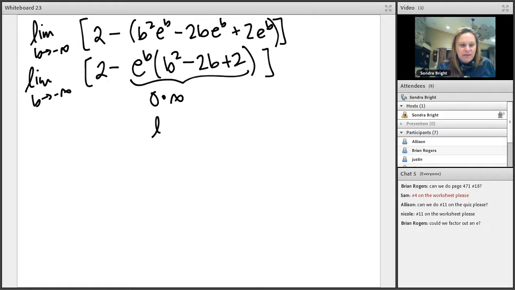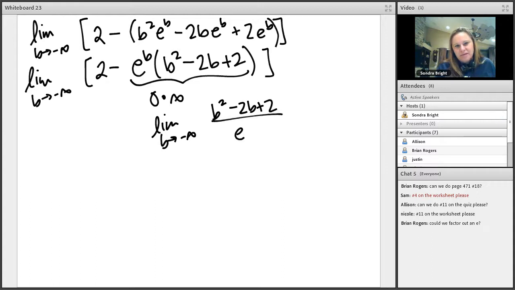So this guy ends up being, if I take the limit as b goes to negative infinity of b squared minus 2b plus 2. That's where my mistake was. I should have stuck the e to the b down to the bottom, divided by e to the negative b. And then that ends up being an infinity over e to the positive infinity, so you got an infinity over infinity.